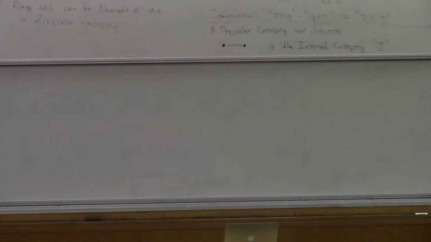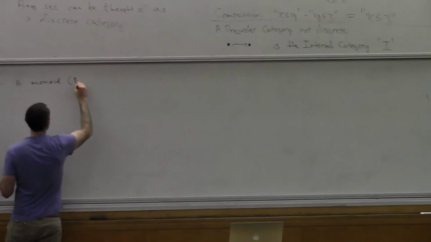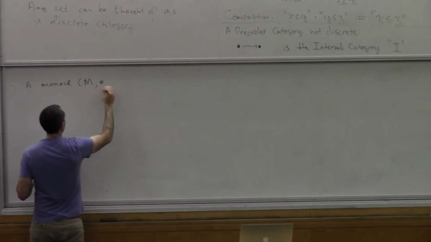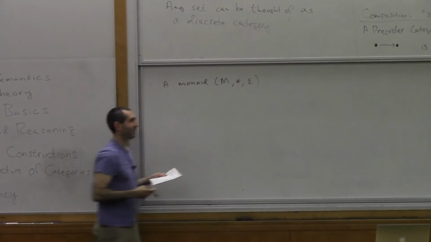I don't think Bob talked about this morning, but as you may know from somewhere else, or if not, I'm about to tell you, a monoid is a set together with an associative binary operation with a neutral element. So in other words, we have something that looks like this. This is a set. This is an associative binary operation. This is an element that is neutral with respect to this operation.